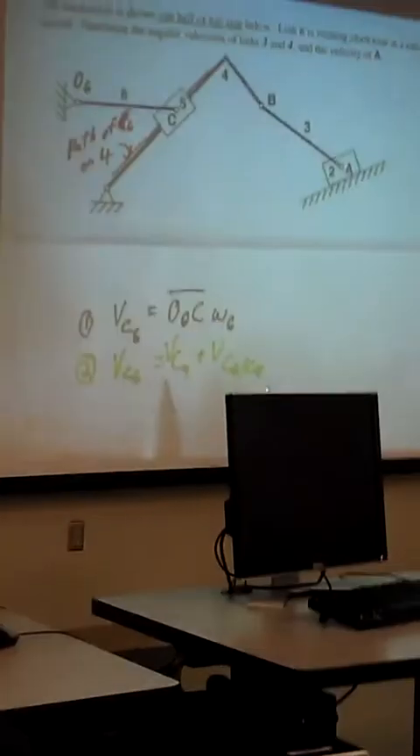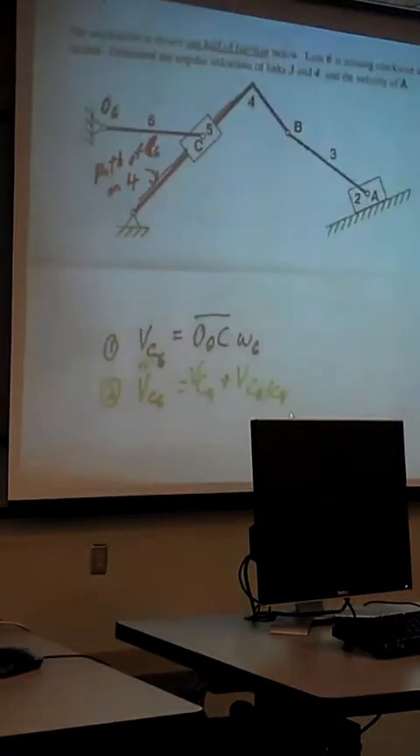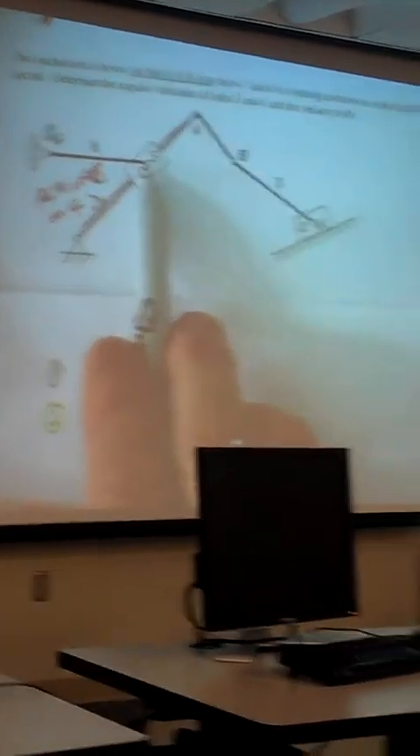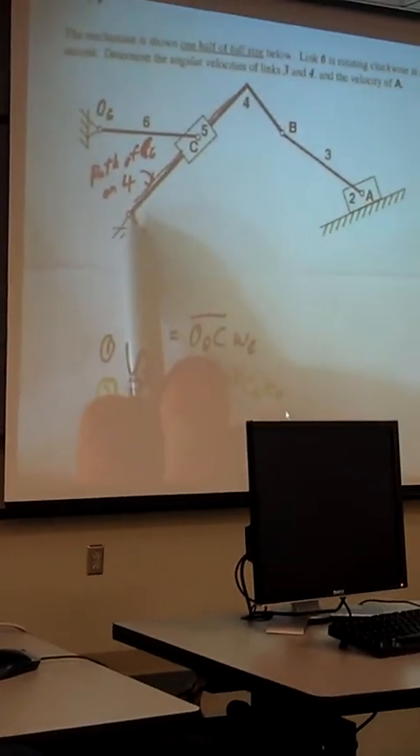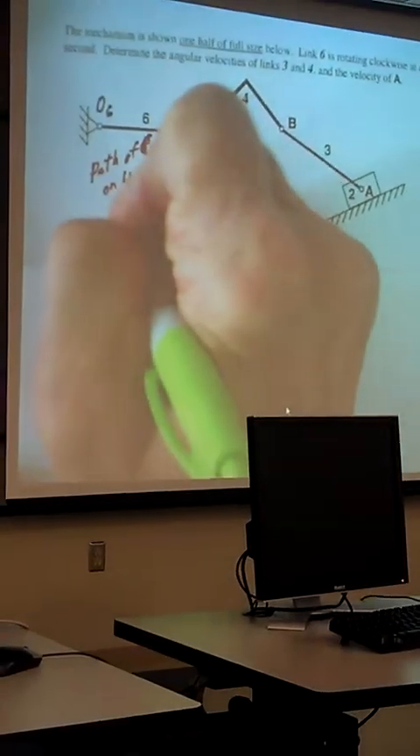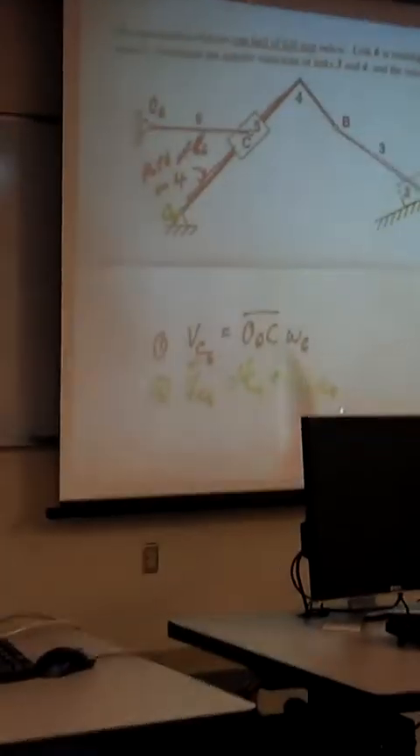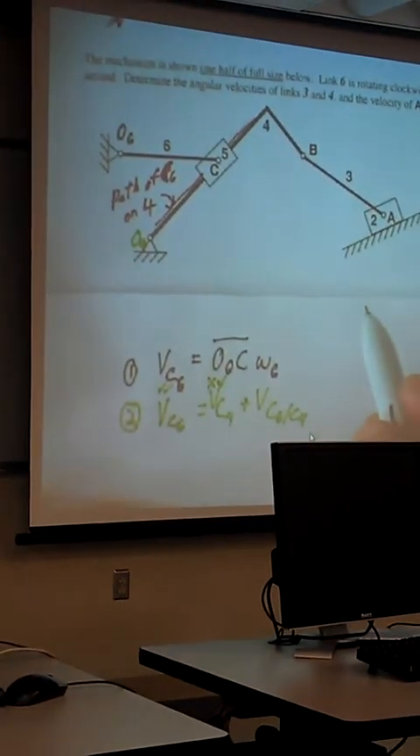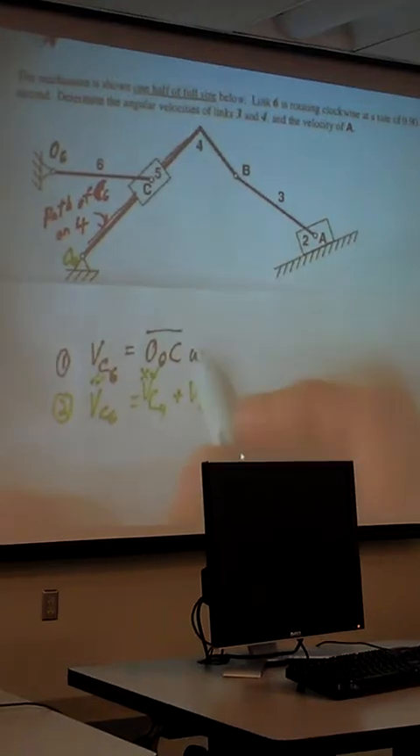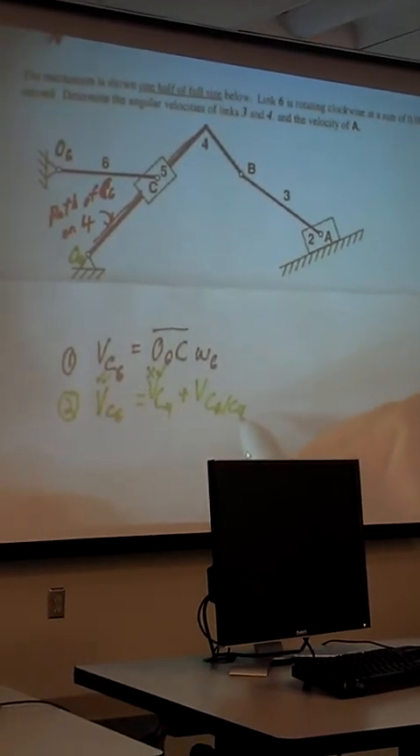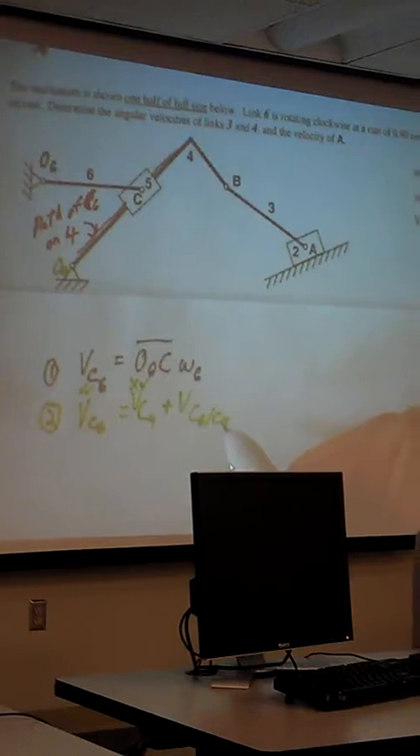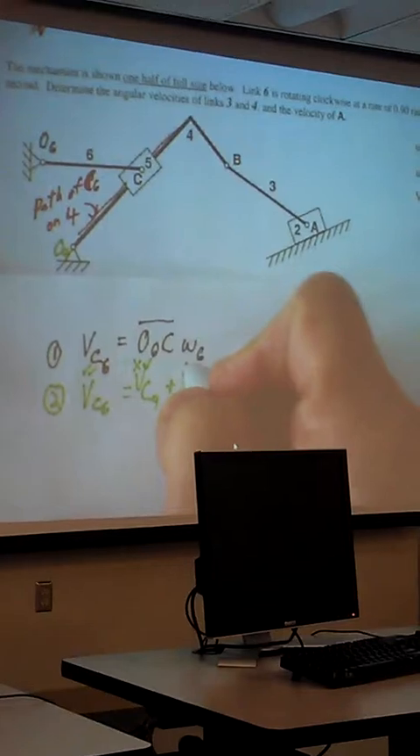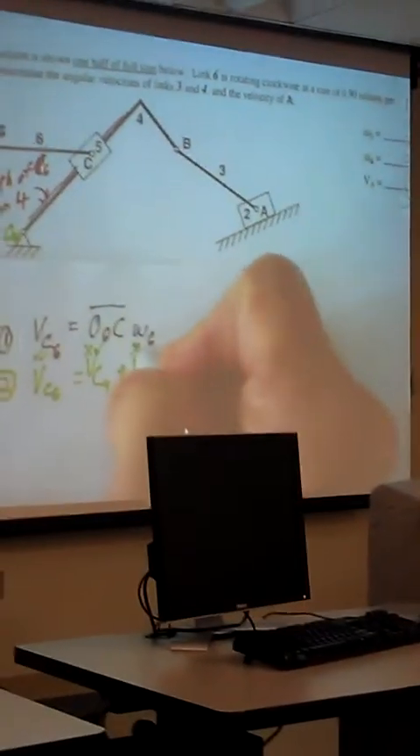What do I know about the directions? I know everything about this one from the first step. The velocity of C4 perpendicular to the line connecting it to the center of rotation. Center of rotation of length 4 is here. So I know the direction, not the magnitude, because I don't know the angular velocity of length 4. The relative velocity of a prismatic joint is tangent to the path. Tangent to a straight line is a straight line. So I know that direction. I don't know its magnitude.